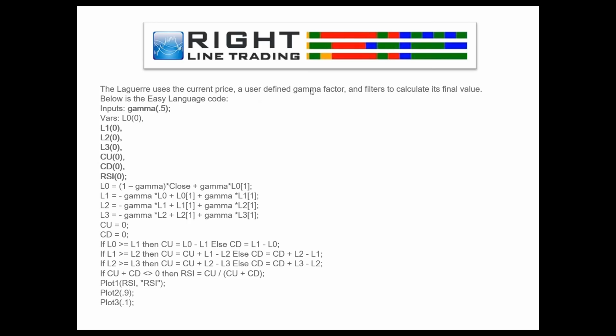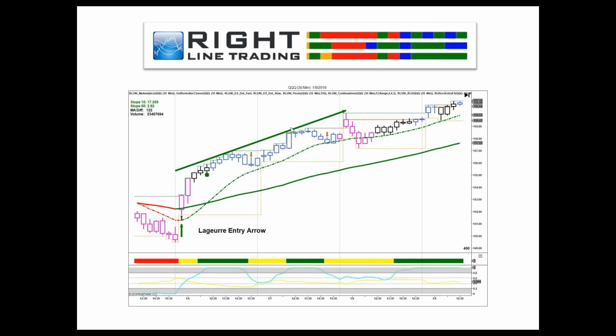It has a user-defined gamma factor, which we have defined for ourselves. And it has multiple filters here. What they do is they allow you to change its sensitivity and specificity, which ultimately determine its speed and its stability. So we've optimized that Laguerre line. And you'll see that it trades very differently from all the other oscillators. Now, this is just some examples of how we use it.